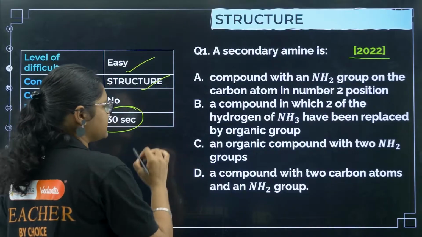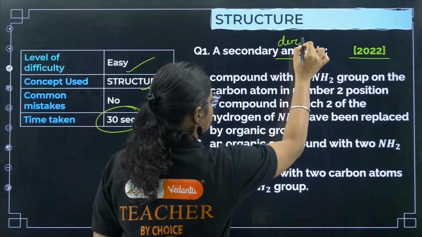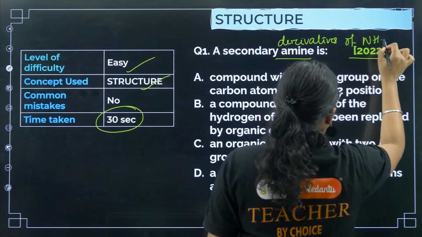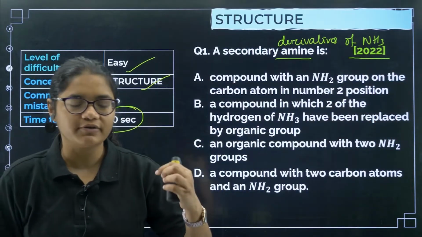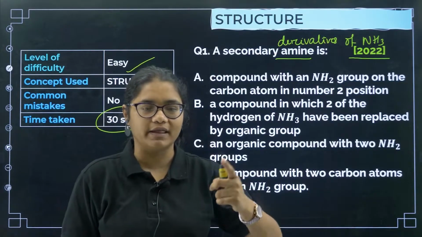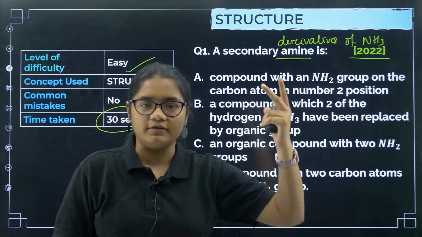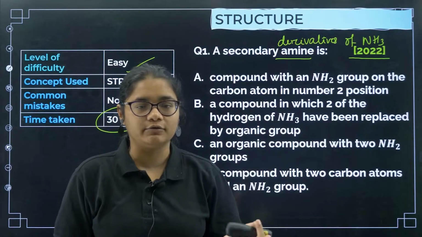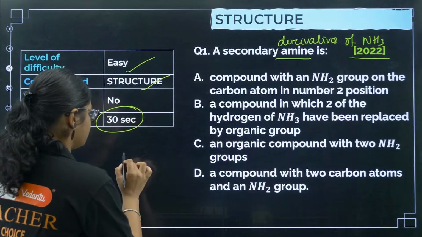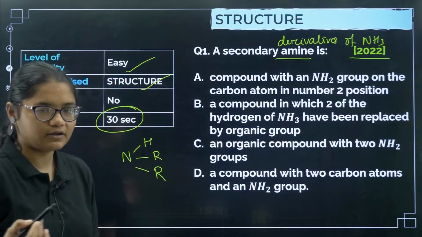Let us first understand what amines are. Amines are derivatives of ammonia. Ammonia has 3 hydrogens. If you replace 1 hydrogen with an organic group, it is called a primary amine. If you replace 2 hydrogens with organic groups, it is called a secondary amine. And if you replace all 3 hydrogens with organic groups, that is called a tertiary amine. So the secondary amine structure should be N with 2 H replaced with R groups. R means your organic groups.